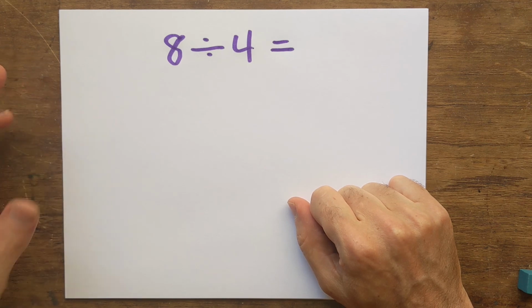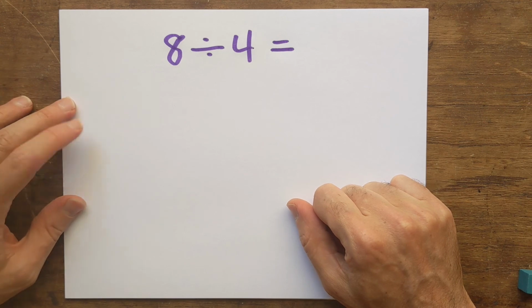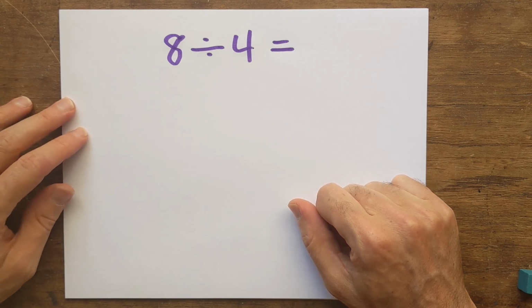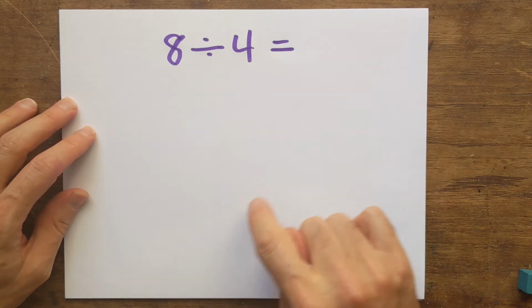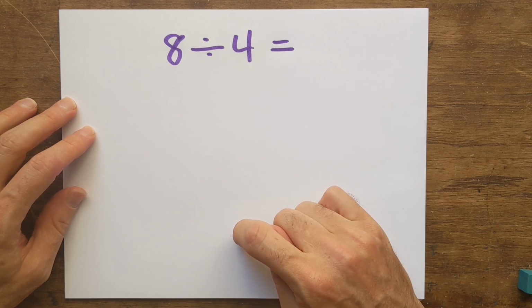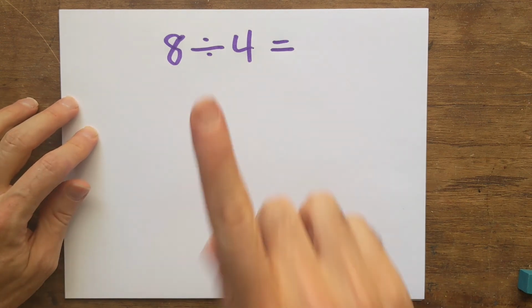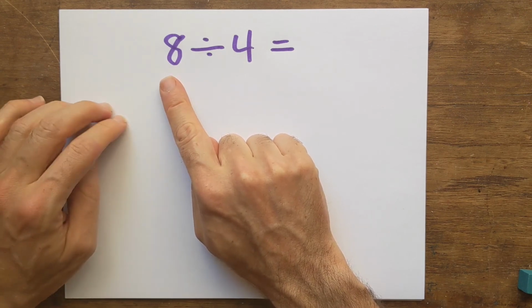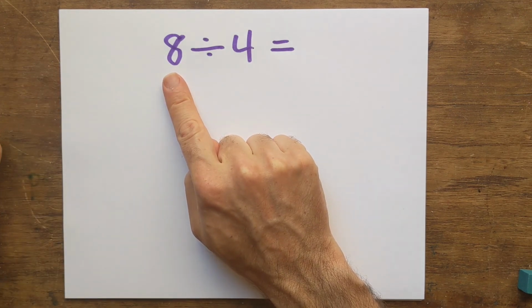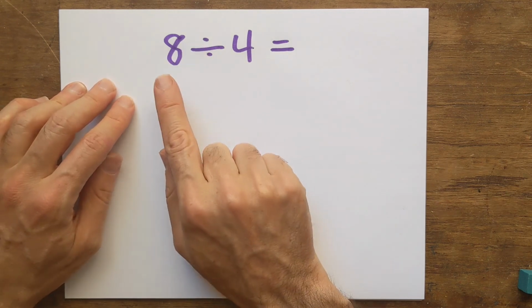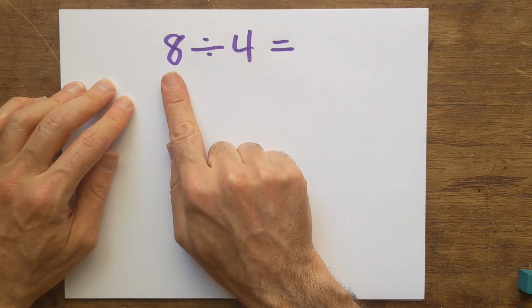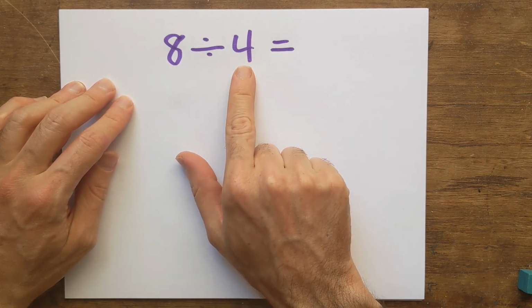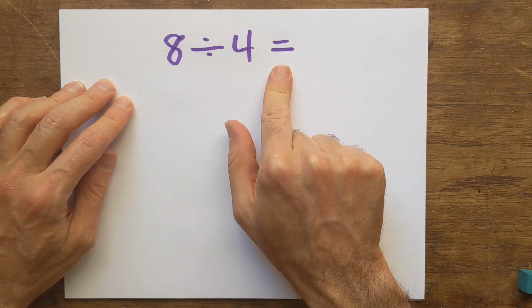Division, I know I'm going to say this, is actually really easy. All you have to know how to do is draw circles and count. So let's take this question. The first thing you need to know is how to read the question. You also need to know how to read numbers. If you don't know what that number is, you can't really do this. So here we go. 8 divided by 4 equals.